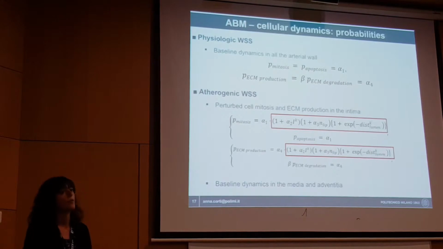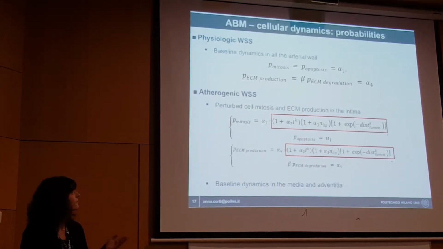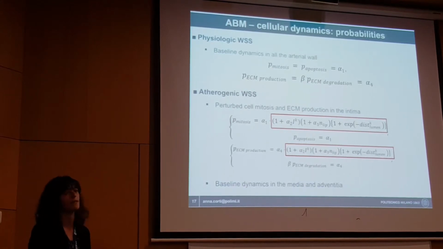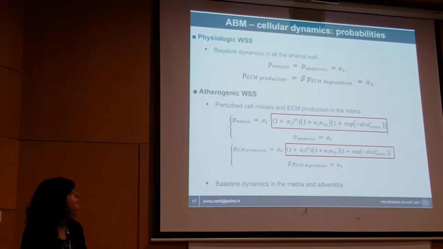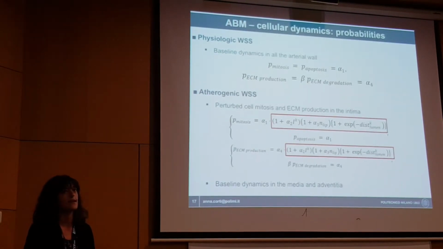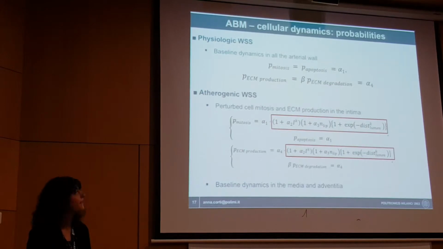On the contrary, when a heterogeneous wall shear stress profile is applied, cell mitosis and extracellular matrix production in the intima are perturbed, as we can see from the red box, in order to replicate the increased cellular activity observed during atherogenesis in the intima layer. On the contrary, in media and adventitia layer, the dynamics are set at the basal values.